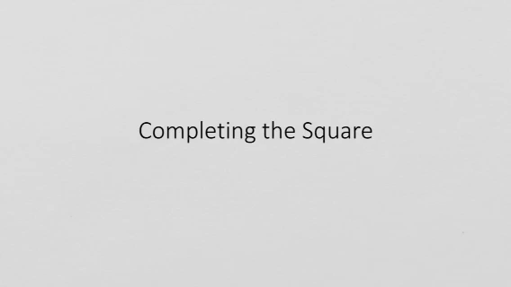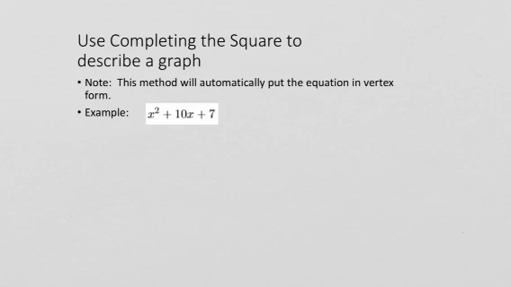This video is a supplement to section 2.3 for completing the square. The examples are exactly the same as they were on the PowerPoint in class. So when we complete the square, in this case a is 1, we follow the same method that we talked about in class. We're going to move the 7 to the other side.